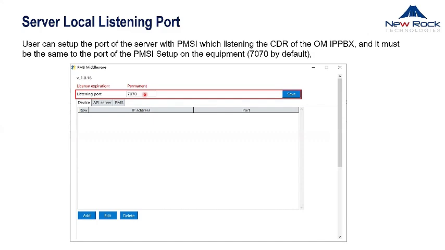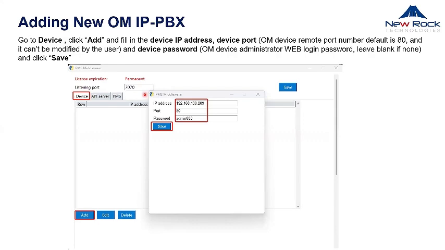The next step is to add the device, so add a new OM. Go to device, then click add. Then fill in the IP address of your OM. By the way, we use a default port, which we don't recommend the user modify, so it cannot be modified. And of course, you need to input the password of your OM. If there's no password, you can leave it blank here. Then click save.